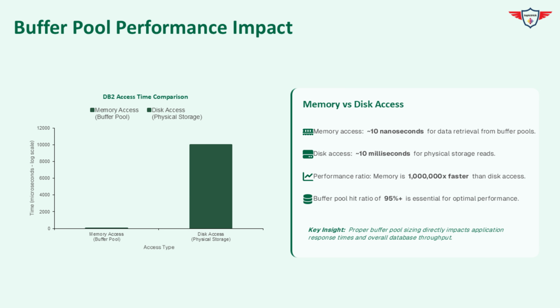In a well-tuned DB2 system, you want to see buffer pool hit ratios of 95% or higher. That means 95% of your data requests are served from fast memory, and only 5% require slow disk access. When buffer pools are too small, you get more cache misses, which means more disk I/O, which means slower query response times and reduced overall throughput. It's a direct, measurable impact on your application's performance. For database professionals, understanding this relationship helps you make informed decisions about memory allocation and explains why adding more memory to buffer pools is often the most cost-effective performance improvement you can make.